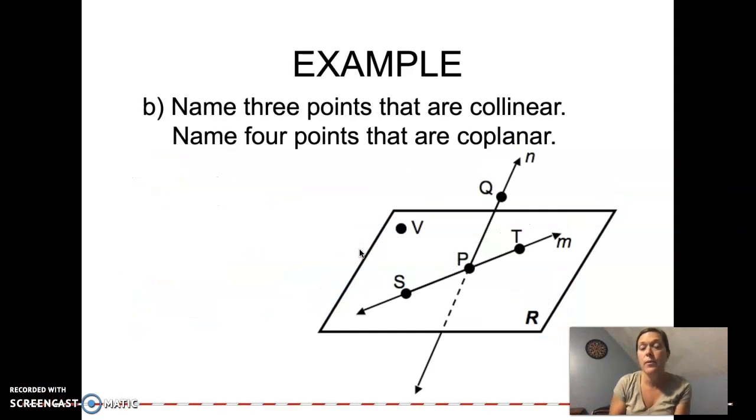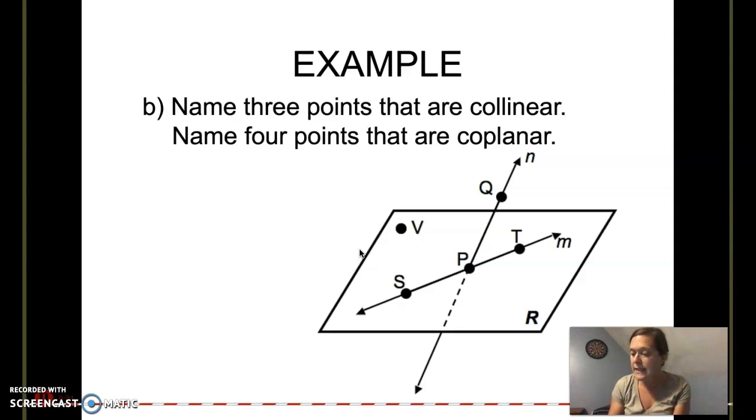Okay, name 3 points that are collinear in that same diagram. So remember, collinear means on the same line. Well, here I have a line, but notice I only have 2 points on that line. So collinear would be those 2 points, but I need 3. So we need to go to this line right here.